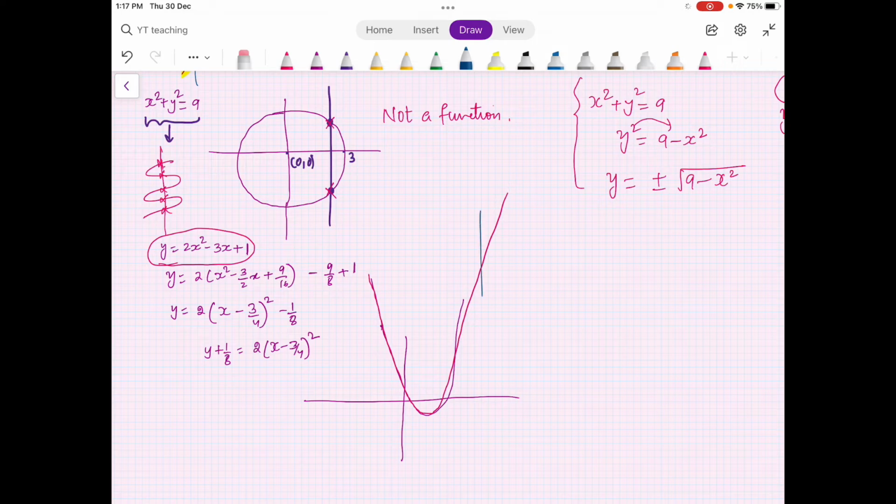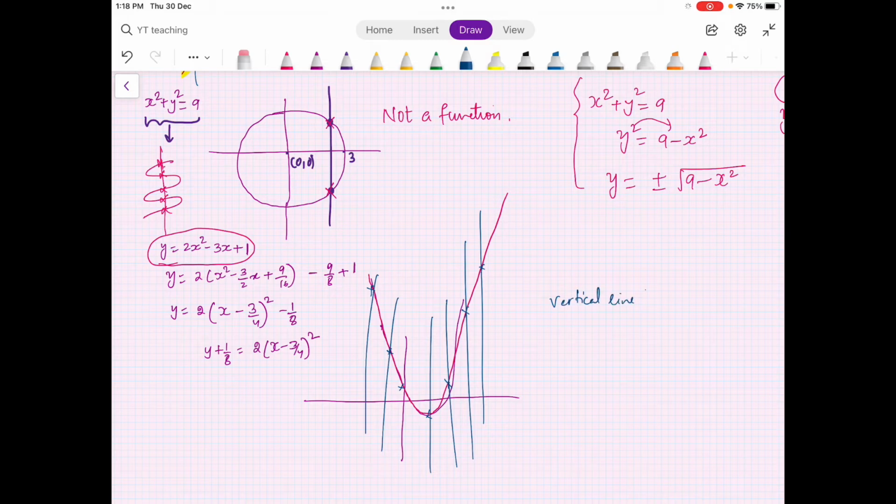Now if you draw vertical lines in the vertical line test, everywhere you are getting just one point of intersection. So this is a function. You can also test by the other theory which we were using.